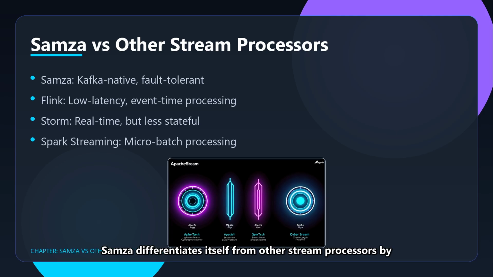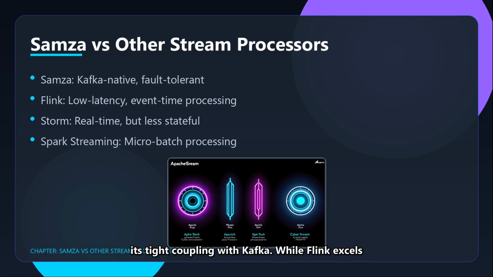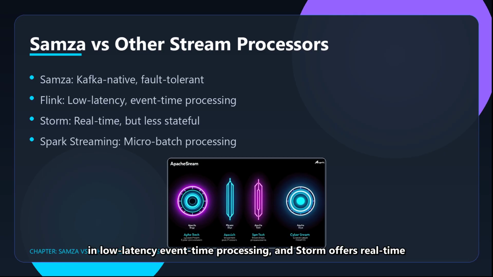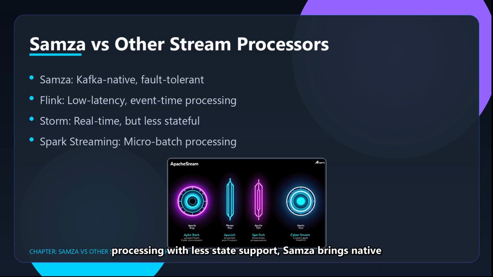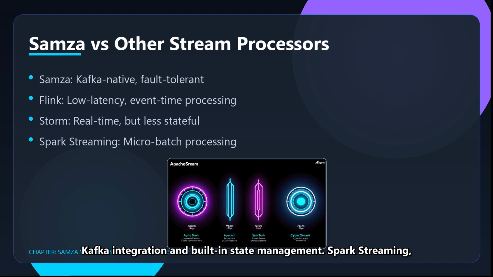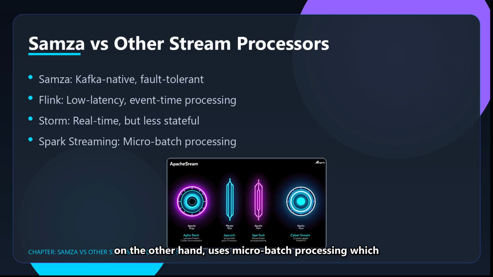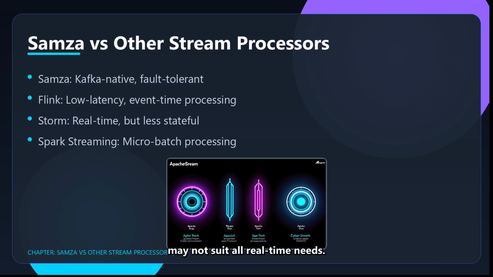Samza differentiates itself from other stream processors by its tight coupling with Kafka. While Flink excels in low-latency event-time processing, and Storm offers real-time processing with less state support, Samza brings native Kafka integration and built-in state management. Spark Streaming, on the other hand, uses micro-batch processing which may not suit all real-time needs.